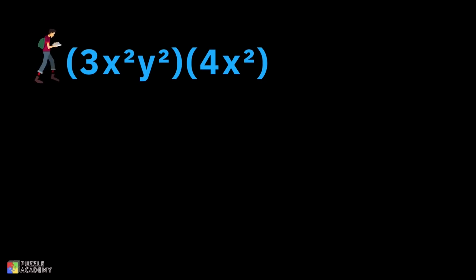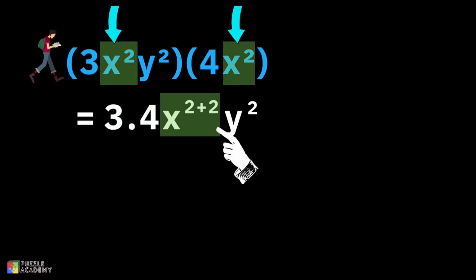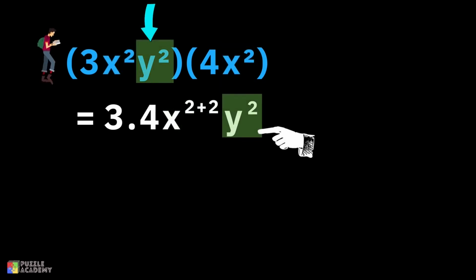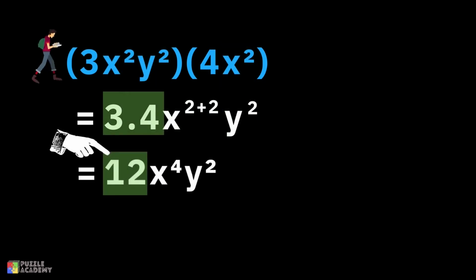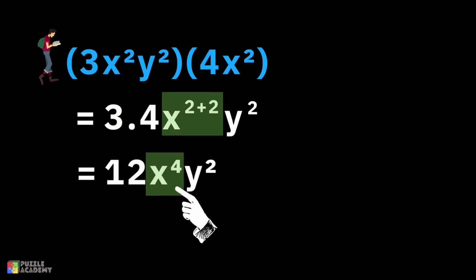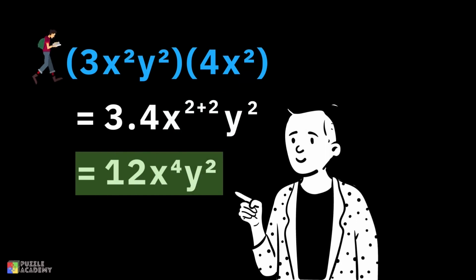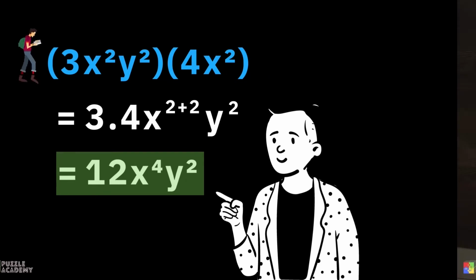So we have 3x squared y squared times 4x squared. Now, we multiply first the constant. So, we have 3 times 4, followed by the variable x. X squared times x squared is x raised to 2 plus 2, and then the y squared. And then when we multiply 3 times 4, that is 12, and then we add the exponents for the x. We have x raised to 4, then y squared will remain. And that is the final solution in this example.